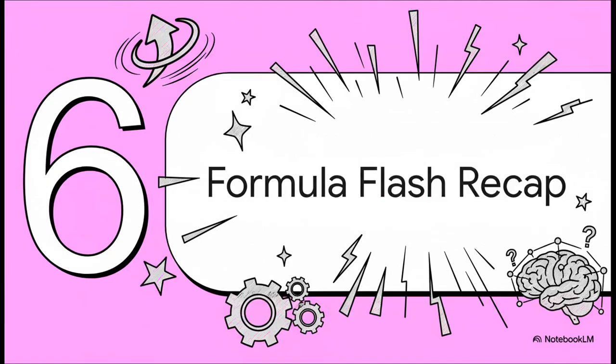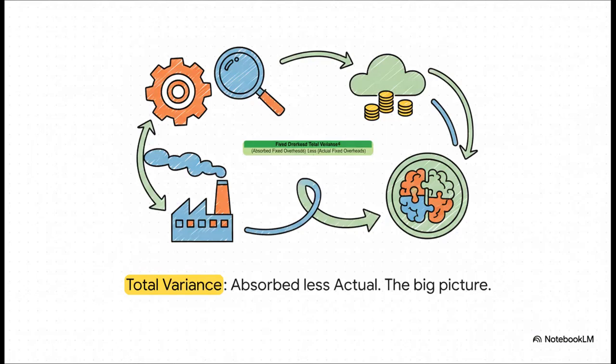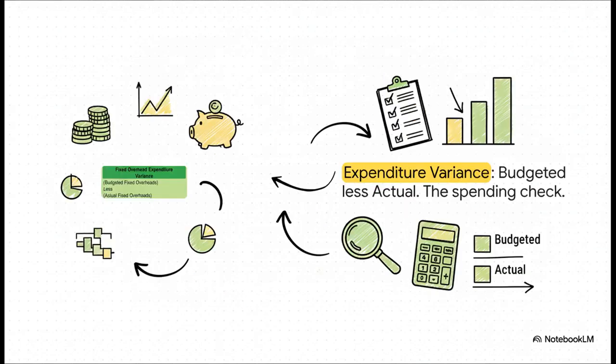All right, we've covered a ton of ground. To make sure it all sticks, let's do a super quick formula flash recap. I'm just going to show you the formula on the screen, and we'll call out its name and purpose. Ready? Let's go. Total variance, the overall difference between absorbed and actual costs. Expenditure variance, the pure spending check, budget versus actual.